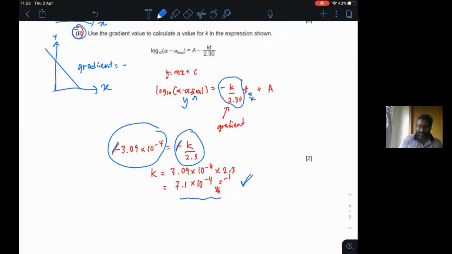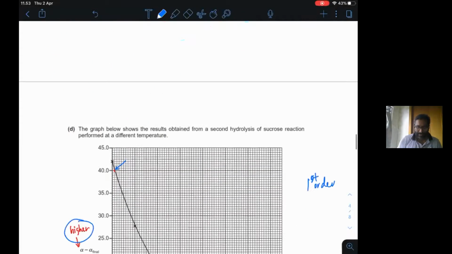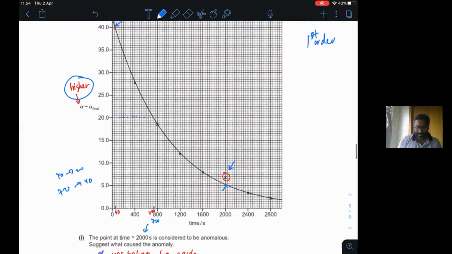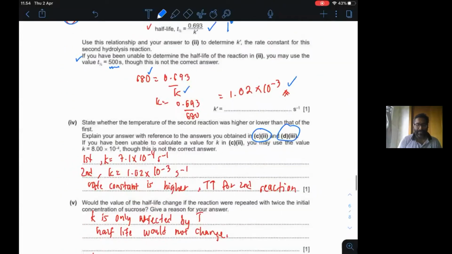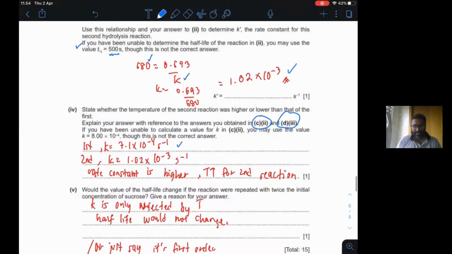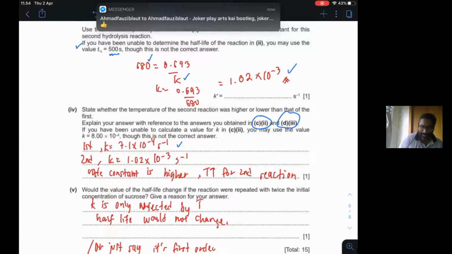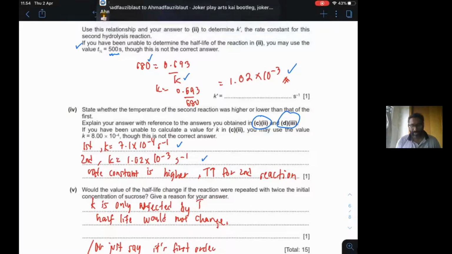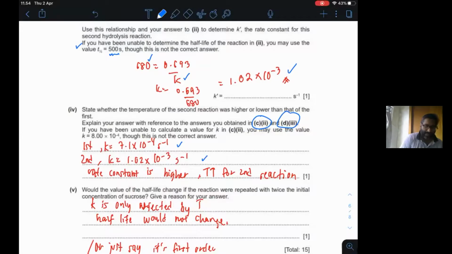The first reaction, the K value is 7.1. I've actually taken the value and put it over here so that we can discuss faster. The first K value is going to be 7.1. The second reaction is going to be 1.02 times 10 to the power of negative 3. Now, if you compare the second reaction, the K value, is it higher or lower?